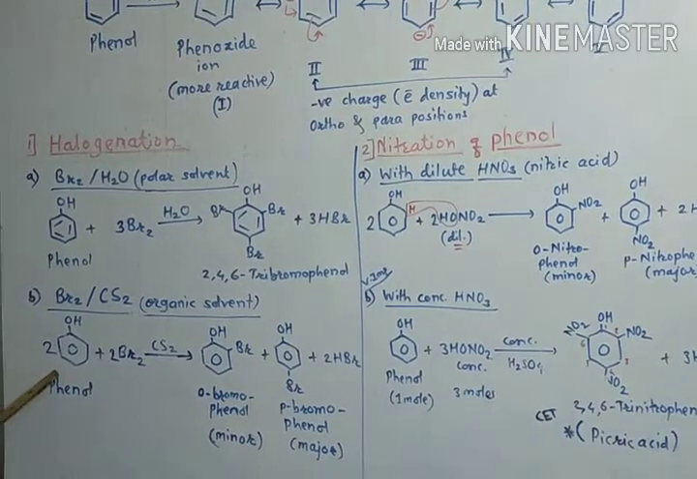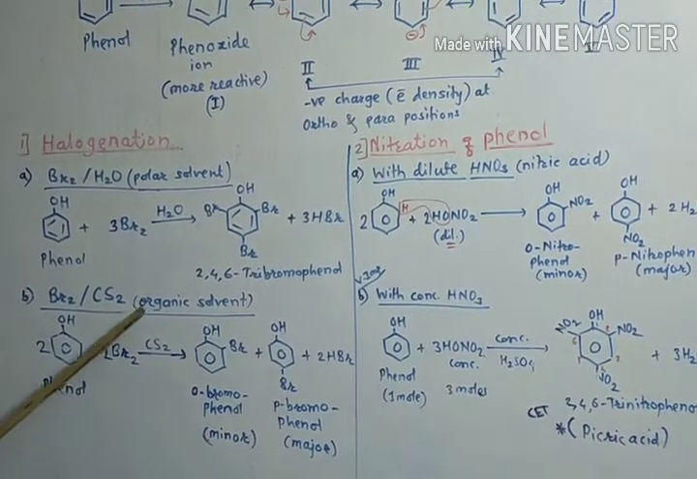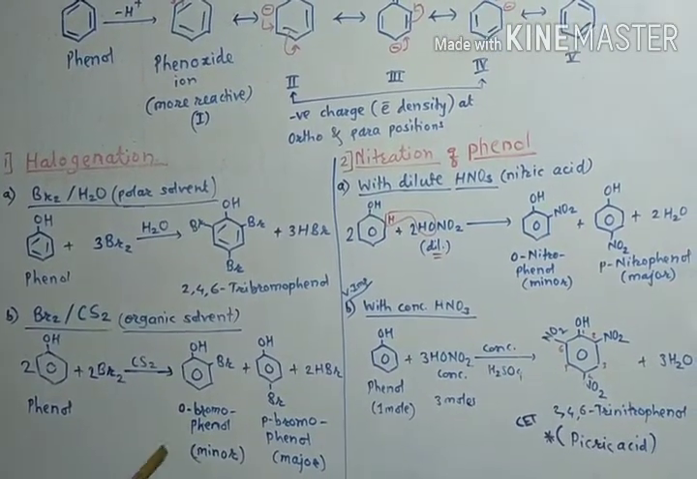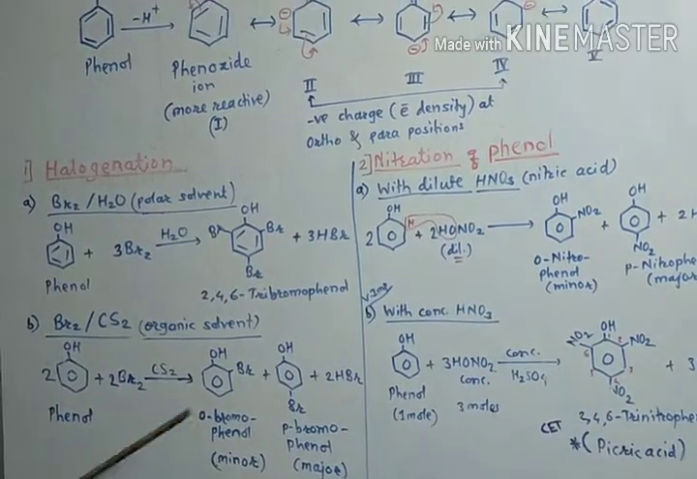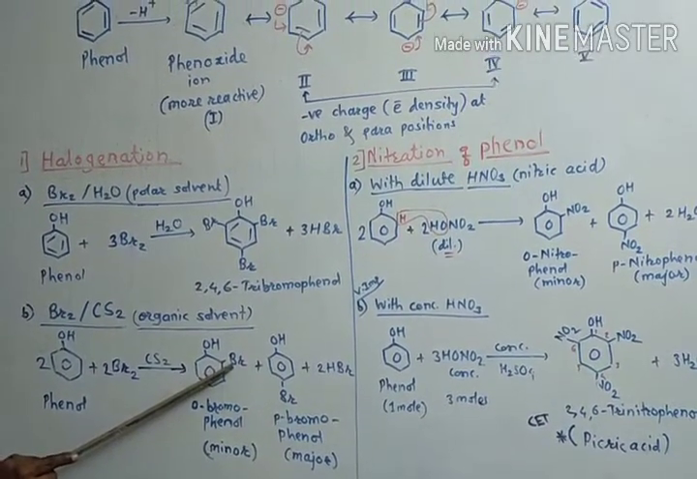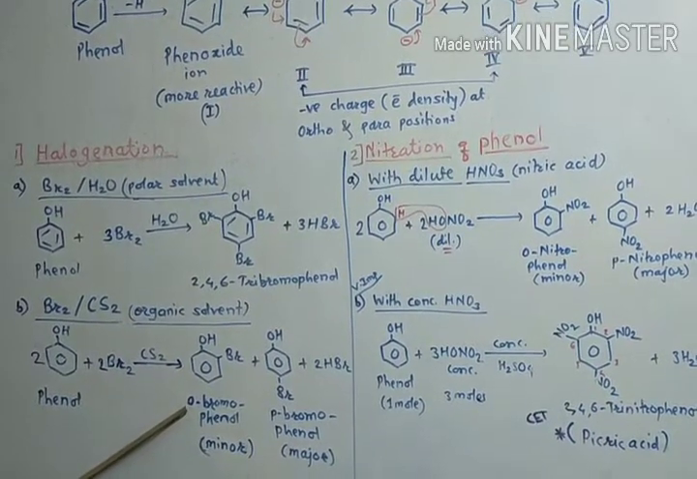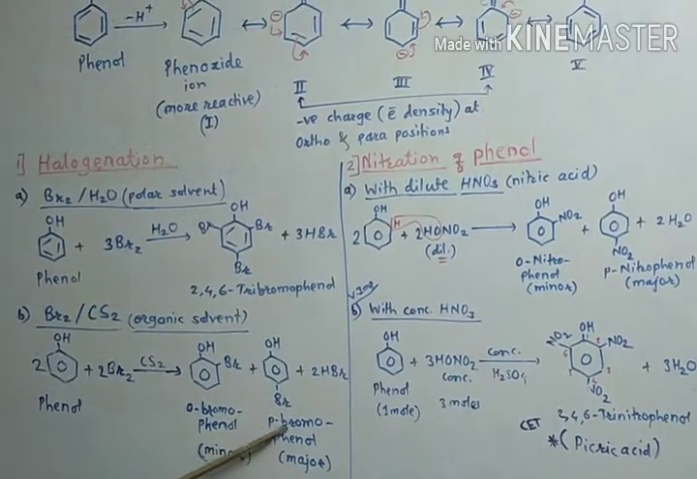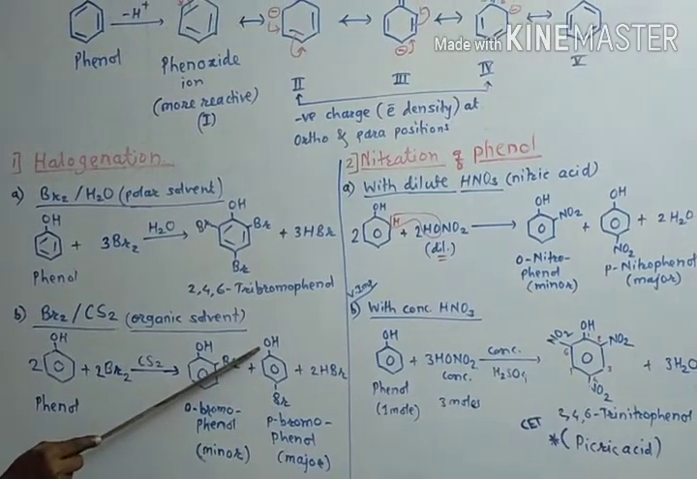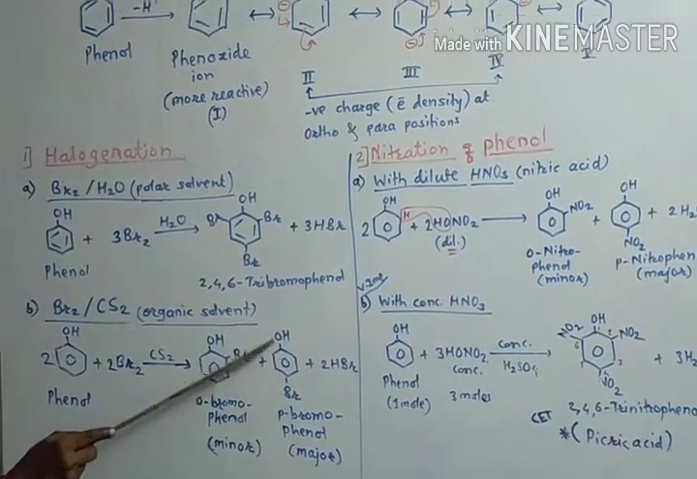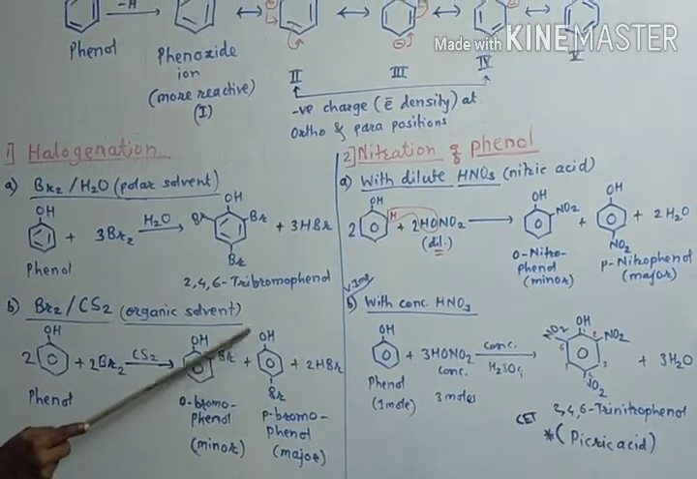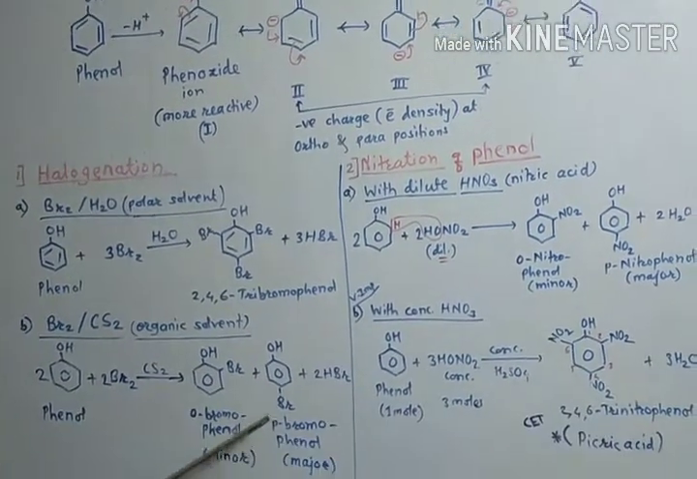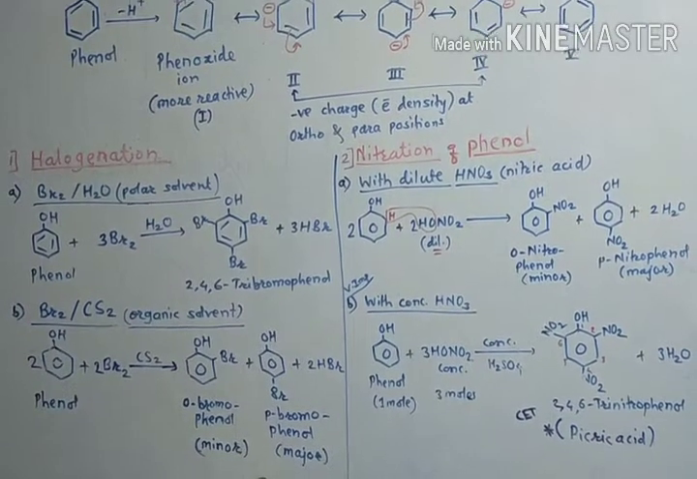Now see here when phenol is treated with bromine in an organic solvent like carbon disulfide, there is a formation of a mixture of two compounds. At the ortho position bromo is attached, so the name of the compound is O-bromophenol, and at the para position bromo is attached, so that is P-bromophenol. Now see OH is a negative charge, Br also negative charge, so those are on opposite sides. So whatever product is formed, that will be the major product. So we can say that P-bromophenol is a major product.